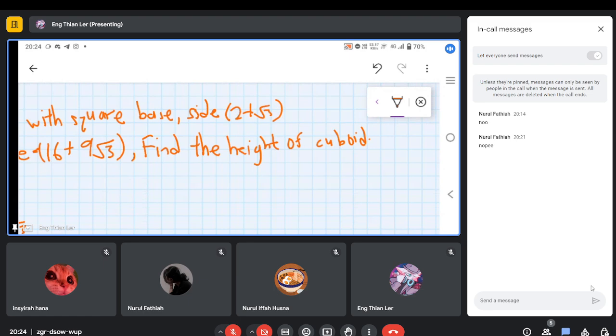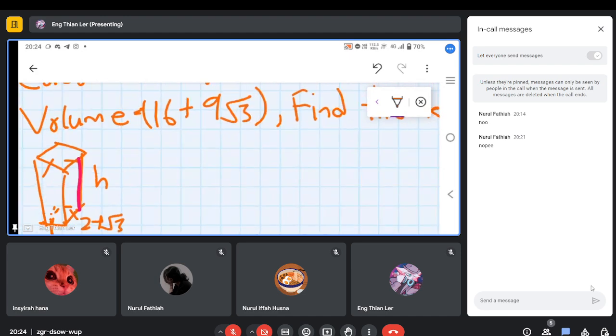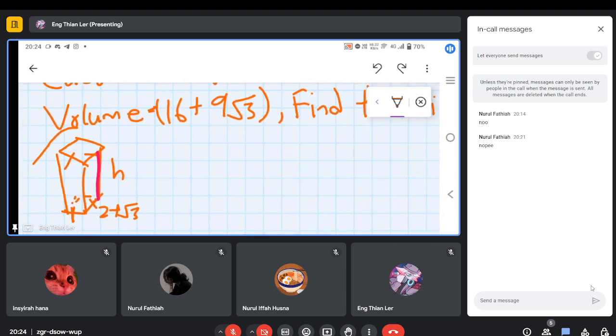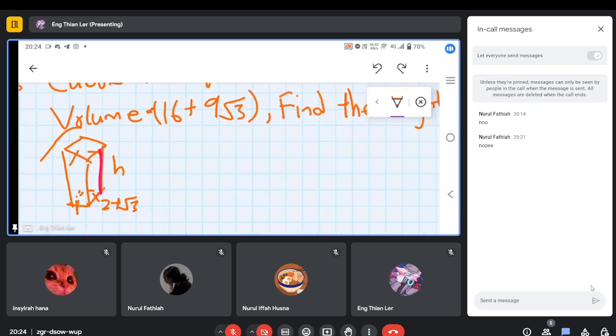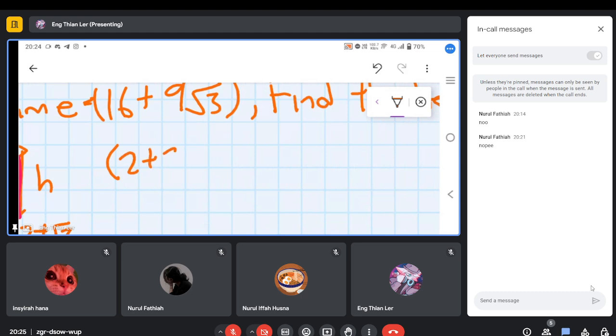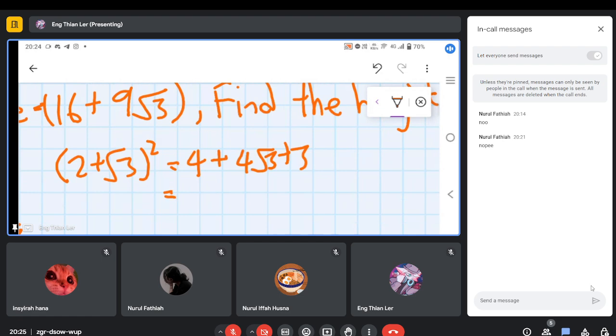And the volume of the cuboid is 16 plus 9 root 3. So the whole volume of this cuboid is 16 plus 9 root 3. So let's square the 2 plus root 3 first because we need to find the base. So (2 plus root 3) squared is equal to 4 plus 2 times 2 times root 3, which is 4 root 3, plus 3, and this will be equal to 7 plus 4 root 3.